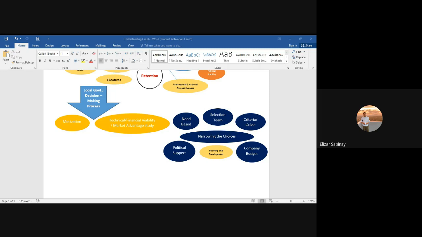And the criteria is also important. For me, it's just a guide, parang job description. Then from that selection team, you can narrow the choices. No, you can narrow and select the location. Very important as well, political support. And lastly, part of the article was the company budget. Does the company have enough money to invest in it?